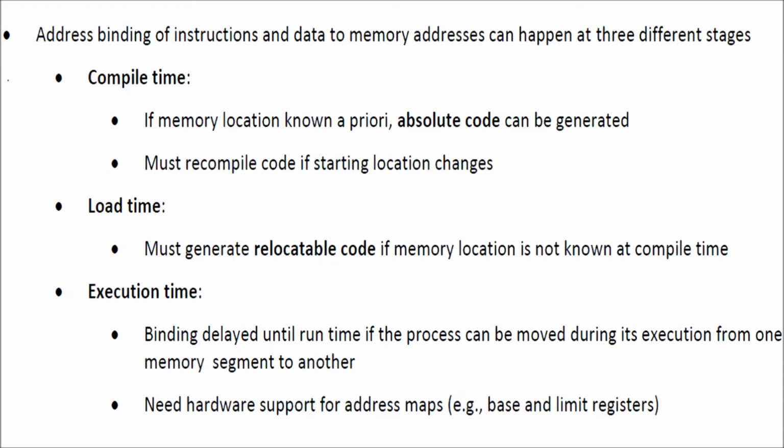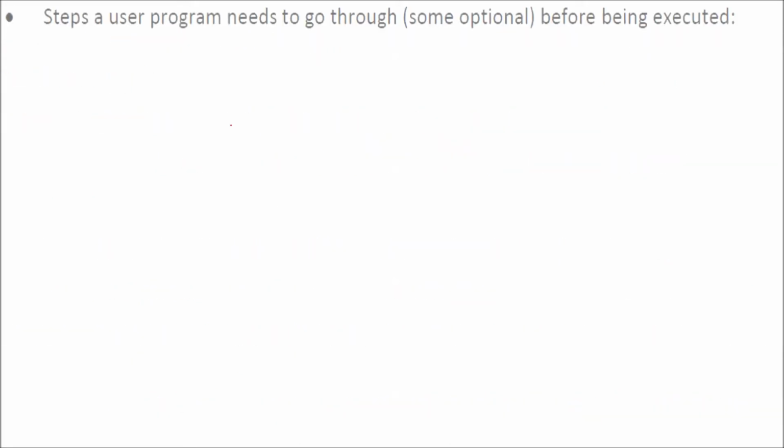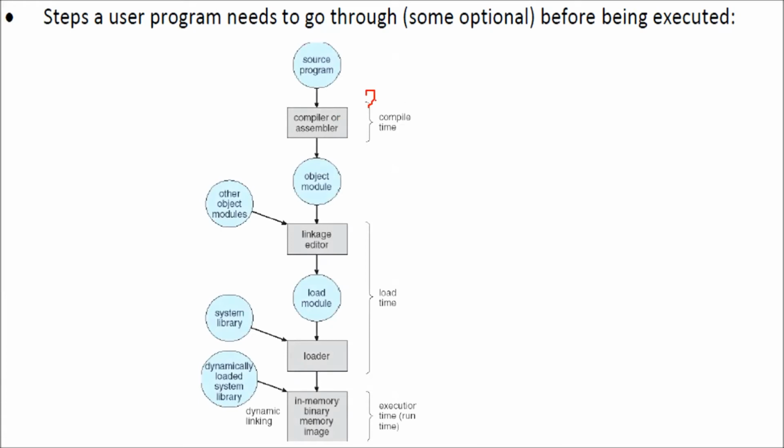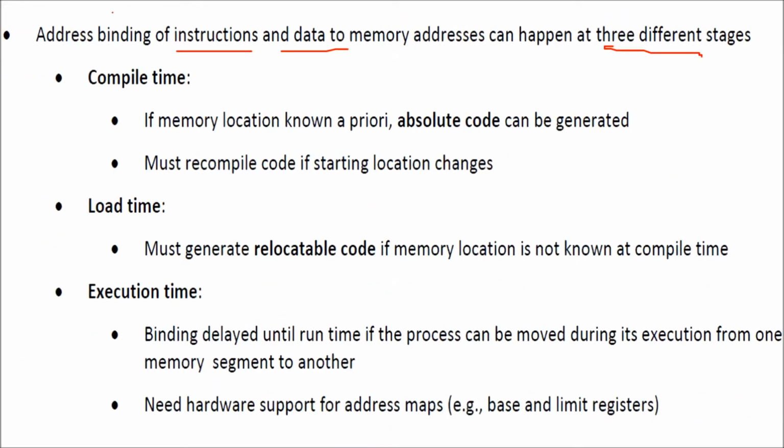Before going to that, let us see first of all what is address binding. Address binding of your program's instructions and data to certain memory addresses can happen in 3 different stages. These are the stages: compile time, load time, and execution time. So whenever you are talking about address binding of your program's instructions and data, this can happen at 3 different stages.